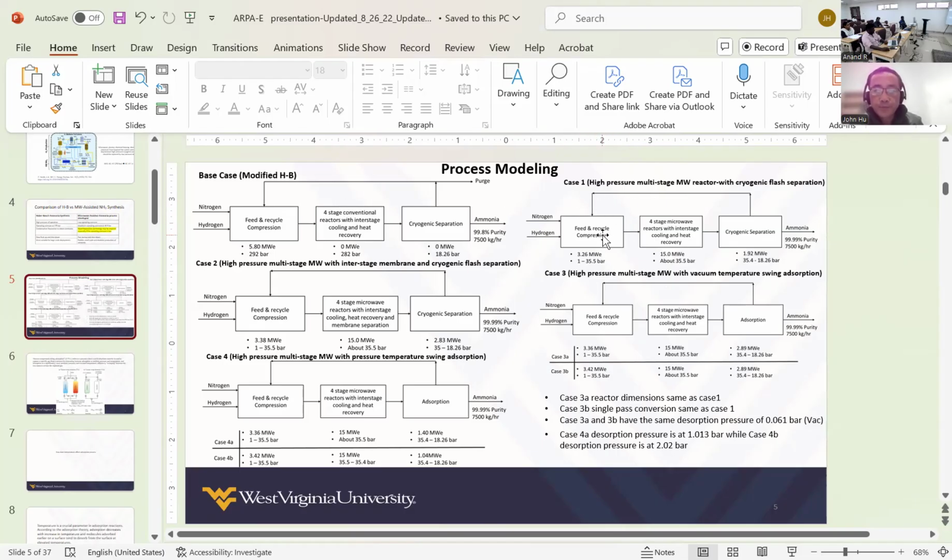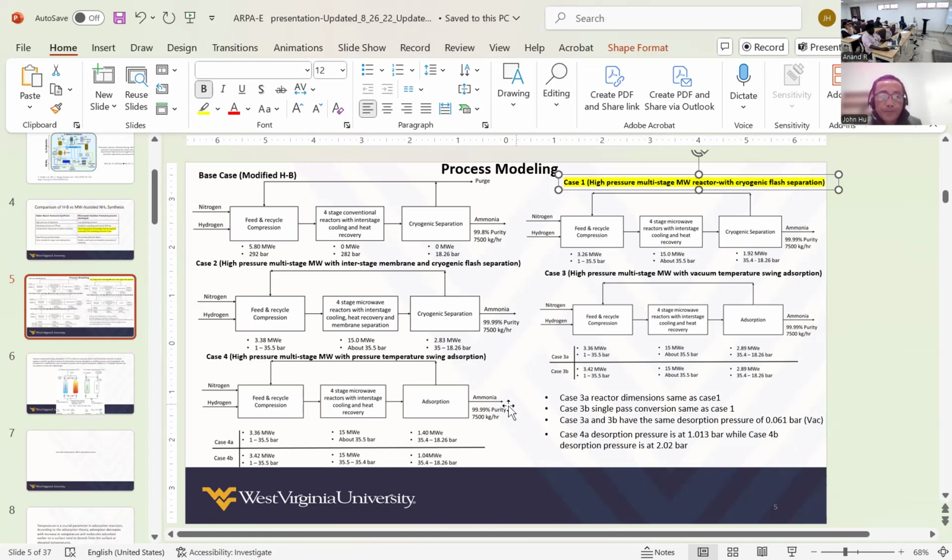So case one is the high pressure multi-stage microwave reactor. It is a microwave driven reaction, operating at 35 bar, not 275 bar. And then the downstream separation is the cryogenic flash separation. I'm going to talk about what the cryogenic flash separation is. I'm going to break this down one by one.